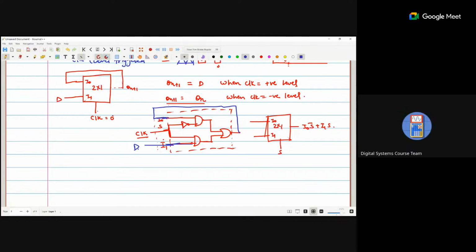Now, the next is master slave D flip flop. In the case of master slave, we are using two D flip flops. Why two D flip flops? One will behave as a master and one will behave as a slave.